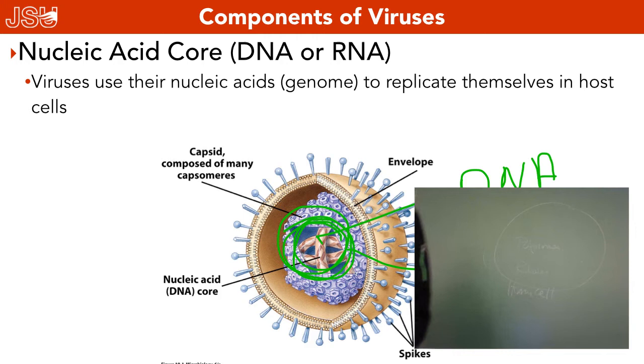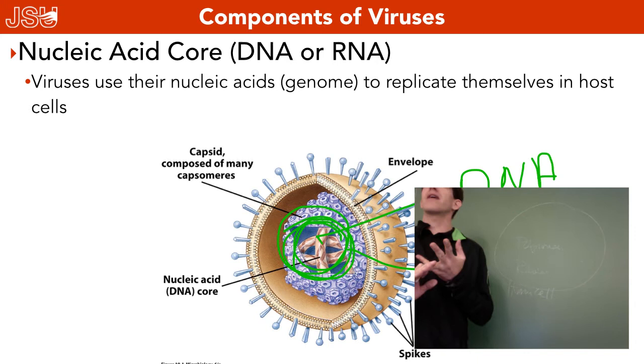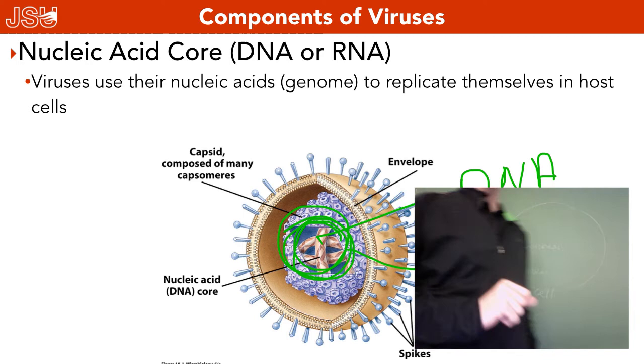We're going to look at both types in this unit. Now, there are consequences for this, and we'll get to that later on. But for right now, we're just going to say there's two types, DNA or RNA. There are consequences to this, though. So far, so good.